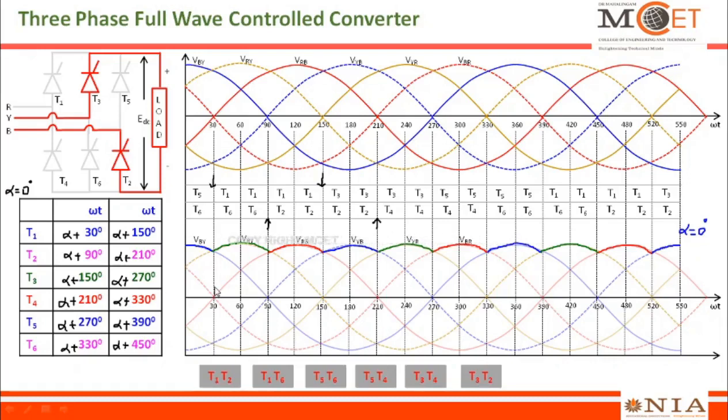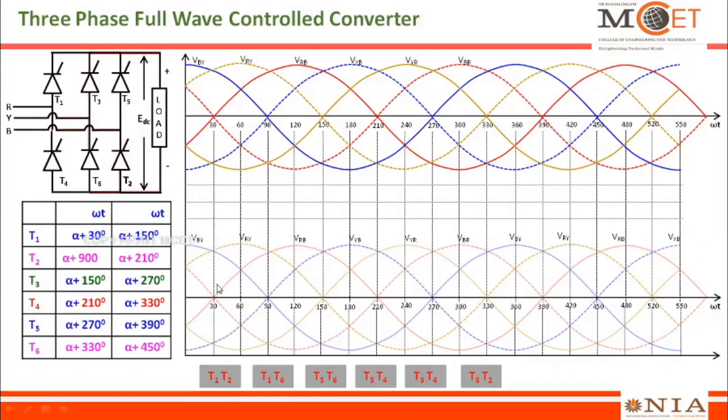Now let us try to draw for different values of alpha, that is for 30, 60, 90 and so on, and we will understand how the load voltage appears across the load. What is the shape of the load voltage waveform? Now let us try to draw for alpha equal to 30 degrees.